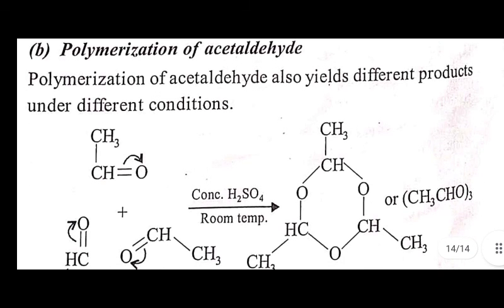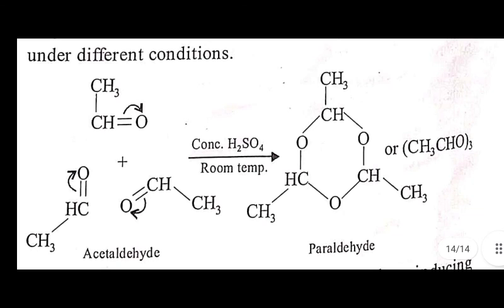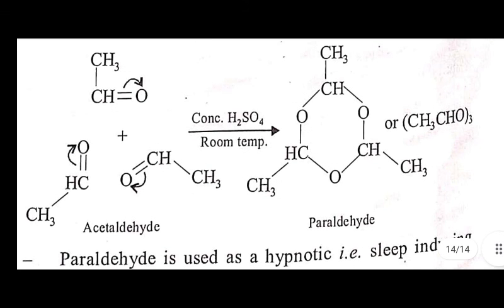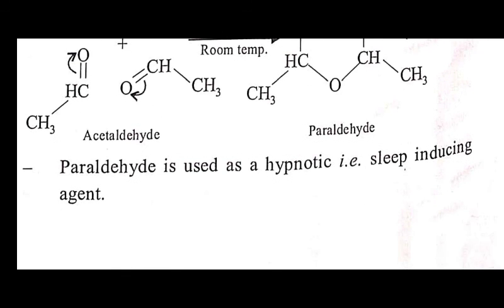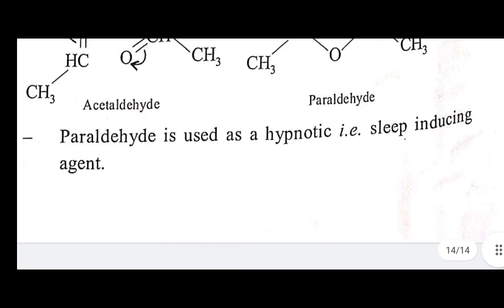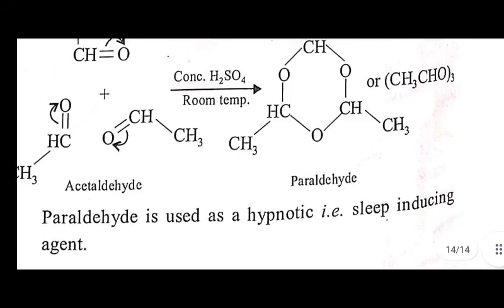Polymerization of acetaldehyde. Acetaldehyde gives different products under different conditions. This is a trimer of acetaldehyde in presence of concentrated H2SO4, with alternate position carbon and oxygen in the ring, or you can also call it paraldehyde. It is different here: the trimer is called paraldehyde, whereas there the polymer was called para. It is also used as a hypnotic, that is a sleep inducing agent. So that's all in this part.